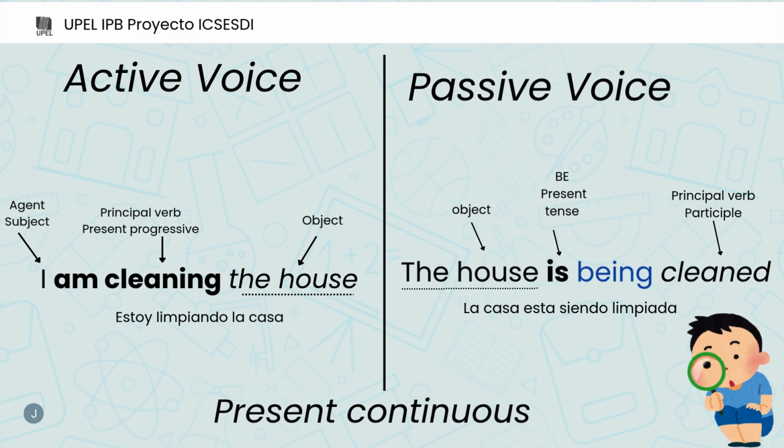This is my object. It is receiving the action of the verb. So the house is, I have to include the verb to be in present because the original sentence is in present. So the house is being, because I have to add ing. And at the end, cleaned. This is the principal verb or action of the sentence in participle. The house is being cleaned.